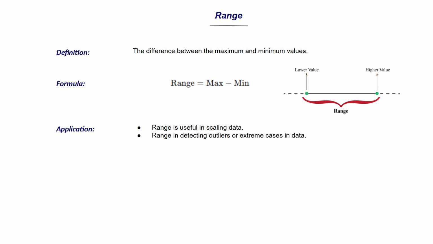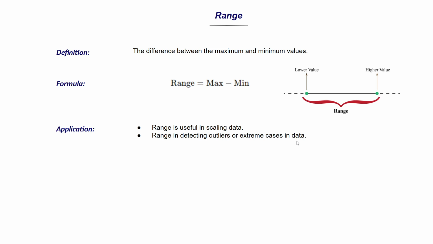So we would normalize the data such that all the values lie between a specific range, let's say 0 to 1. So in those cases, this range metric helps us a lot in order to scale the data. That is one simple example. And the other one is that range is helpful in detecting outliers or extreme cases in data.